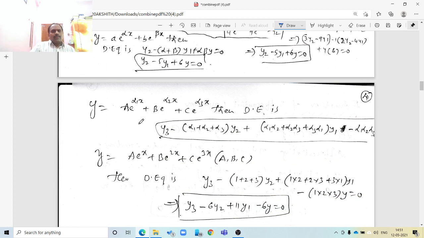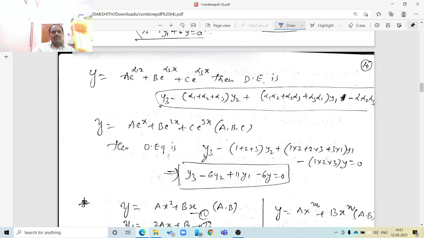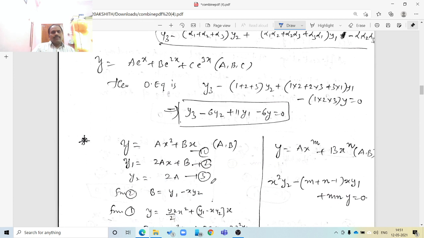Similarly, if a, b, c are three arbitrary constants, you can use this formula. This is also a shortcut. Alpha 1, alpha 2, alpha 3 into y is equal to 0. A e^x plus b e^2x plus c e^3x. y3 minus (1 plus 2 plus 3) y2 plus (1 into 2 plus 2 into 3 plus 3 into 1) y1, and minus, just alternate sign, y3 minus, plus, minus 1 into 2 into 3 y. So that is the answer.